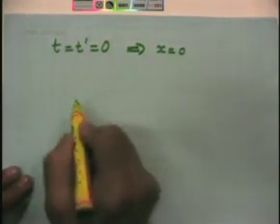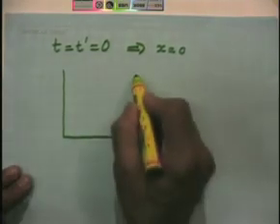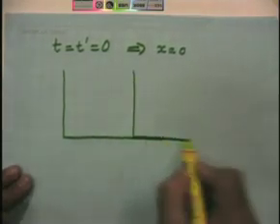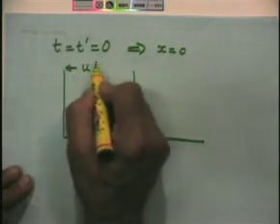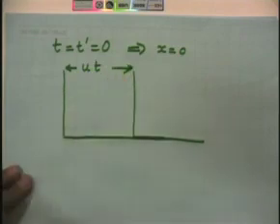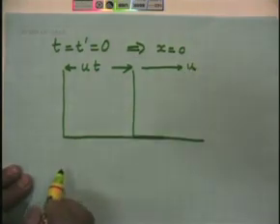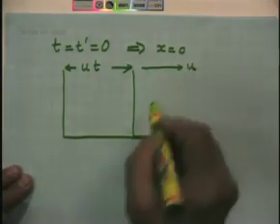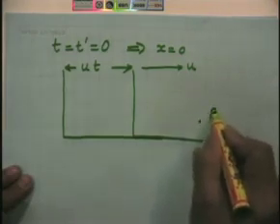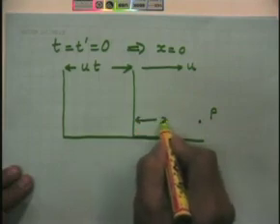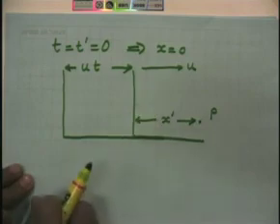Now, in time t, the observer B has moved through a distance ut, because the train is moving with respect to A with a velocity u. The observer inside the train has a point P which is at a distance of x prime with respect to the observer inside the train.